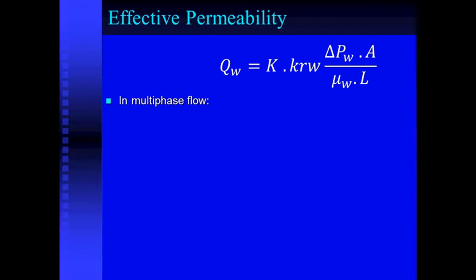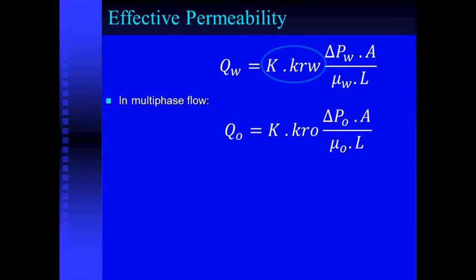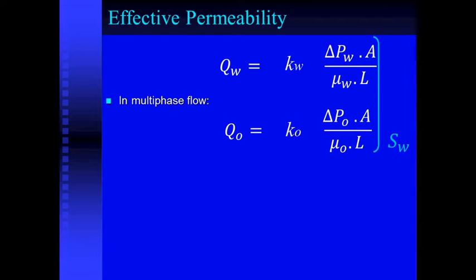We do the same operation in the case of oil. In this way, we call the product of absolute permeability times relative permeability the effective water permeability or simply water permeability. Once again, we do the same for oil. Both values depend, of course, on water saturation.